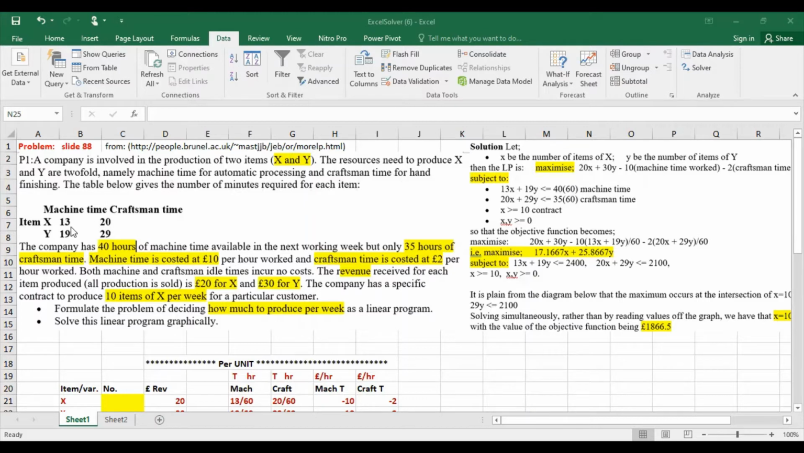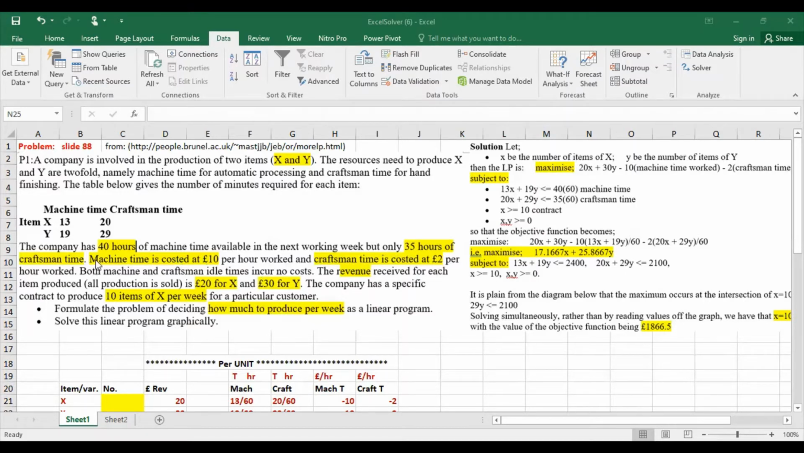Machine time required is 13 minutes for the X item, where X is the plate and Y is the cup, and 19 minutes for Y. Craftsman time is 20 minutes for X and 29 minutes for Y. The company has 40 hours of machine time available in the next working week. The company has 40 hours total. It's a constraint. So in the next working week, only 40 hours of machine time is allocated. So it is the limit.